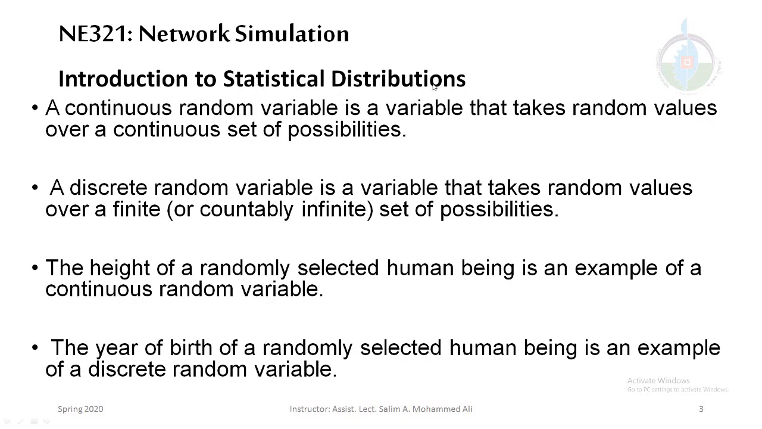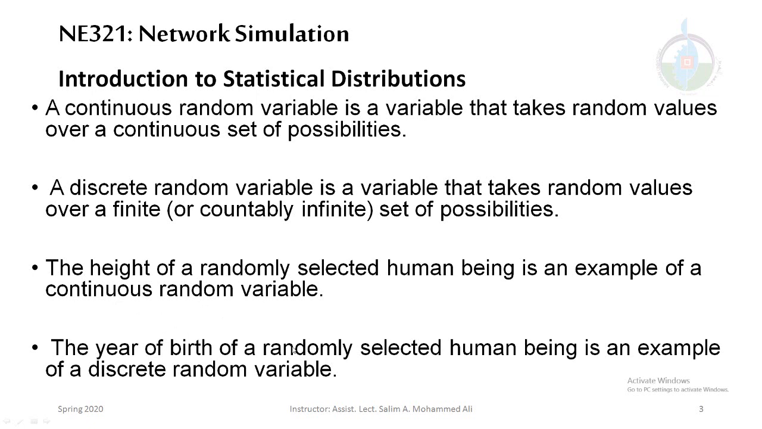An introduction to statistical distributions. A continuous random variable is a variable that takes random values over a continuous set of possibilities. A discrete random variable is a variable that takes random values over a finite or countably infinite set of possibilities. The height of a randomly selected human being is an example of a continuous random variable, because there are no exact numbers, for example in millimeters or centimeters. People can be measured differently.